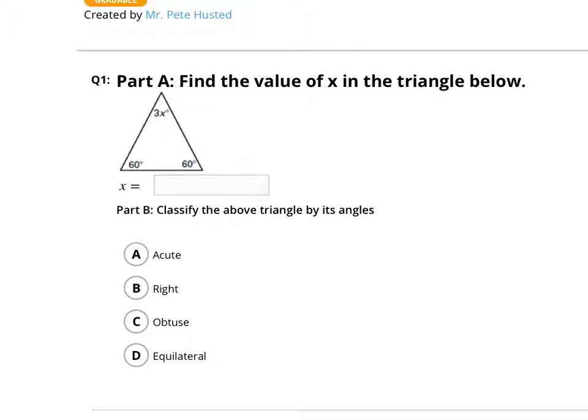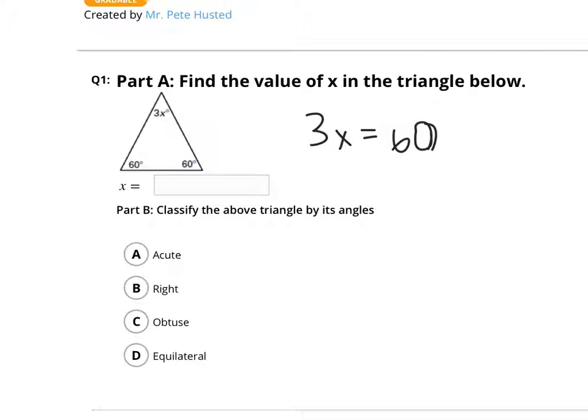All right, question number 1 says part A. There's two parts. Find the value of x in the triangle below. So again, these angles are all equal, so I would just set it up as 3x equals 60. Sorry, my pen's messing up there. And solve for x. Then part B, gotta switch something here. Try the other end of this pen. Here we go.